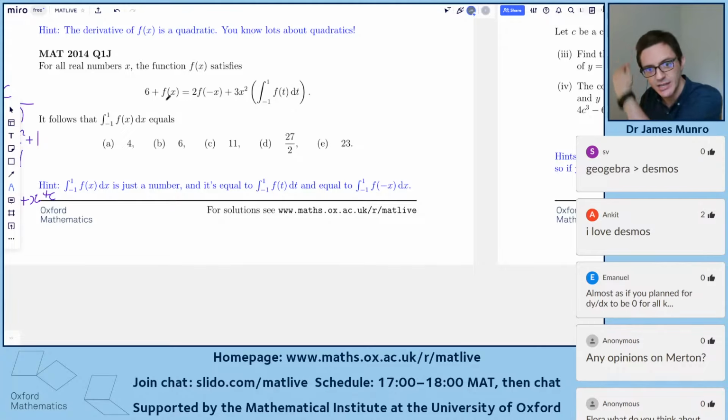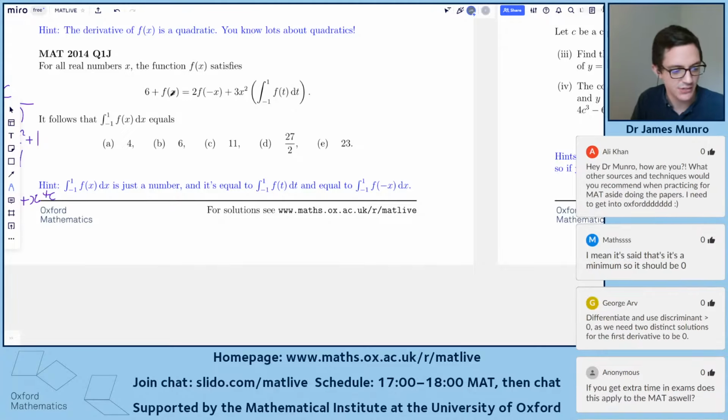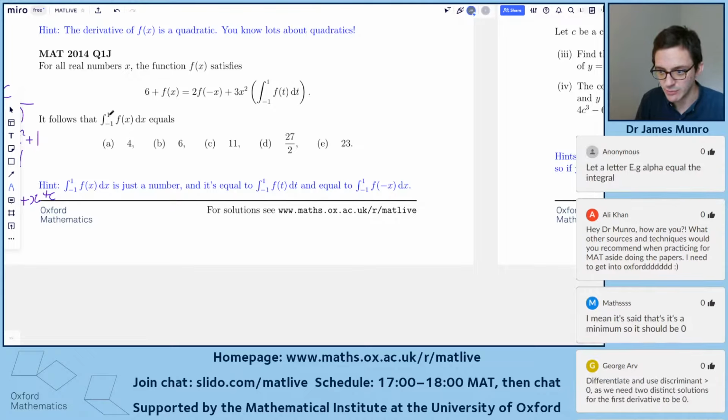Which has this hideous looking equation: 6 plus f of x is 2 times f of minus x plus 3x squared times, oh my word, the integral from -1 to 1 of f of t dt. We're asked not to find what f of x is, and actually when we do this question we won't work out what f of x is. We're just asked to find the integral from -1 to 1 of f of x dx.